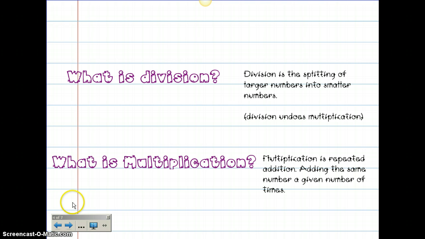Okay, what is division? Division is the splitting of larger numbers into smaller numbers. Division undoes multiplication. What is multiplication? Multiplication is repeated addition, adding the same number a given number of times. So, if you have 9 times 5, you're going to add 9 5 times or 5 9 times. Either one is okay, and that's what multiplication is. So fill this in on your homework and pause if you need to.